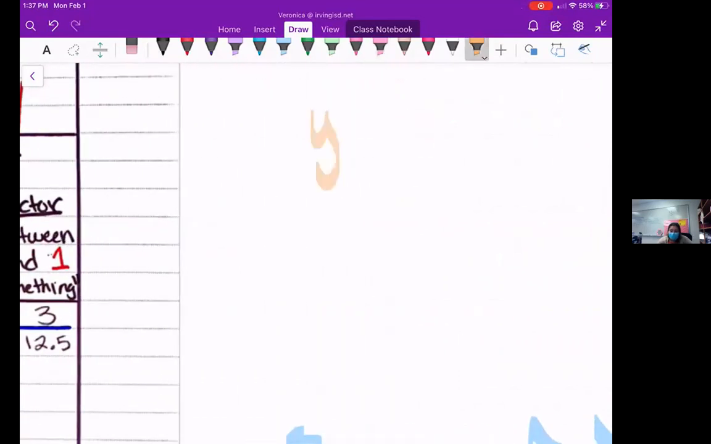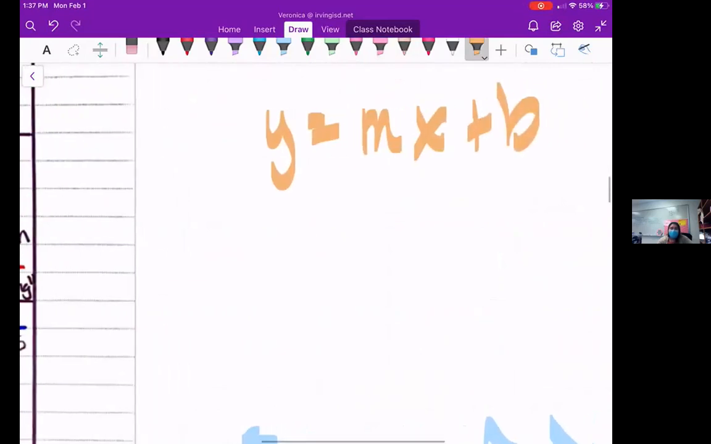Before we keep going with this, let's refresh our memory and talk about y equals mx plus b, right? So this is a linear function. What do we know about linear functions? Well, we know that our m is our slope, right? And how do I know where my slope is always at? Because it has what next to it? The x. So it's very similar to exponential functions.